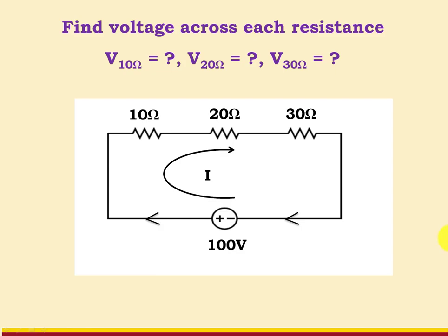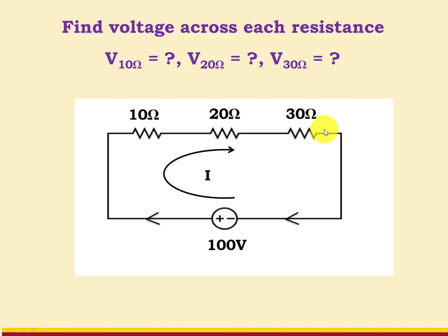Hello everyone. Let's study a case where three resistors are connected in series across a DC voltage source. For example, 10 ohm, 20 ohm, 30 ohm are connected in series across 100 volt, and we want to determine how much is the voltage across each resistance.